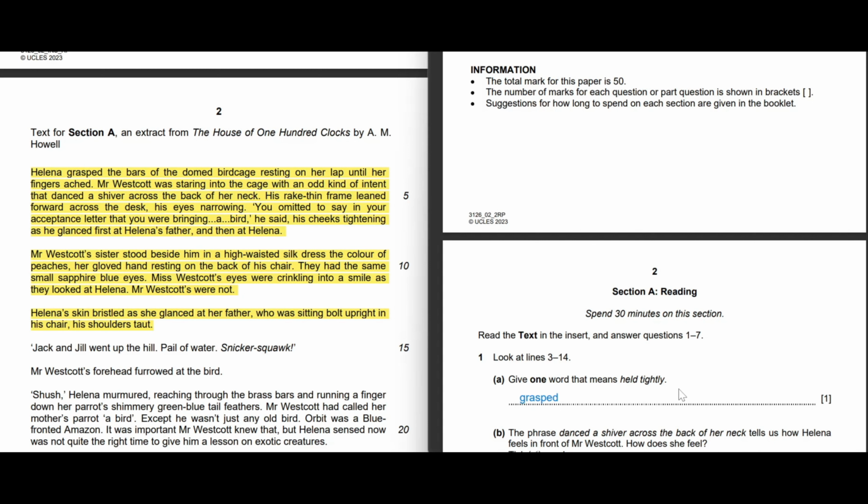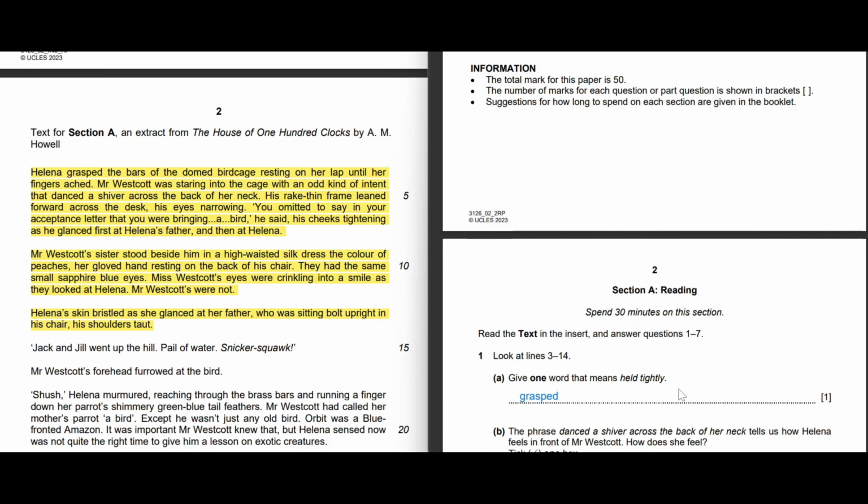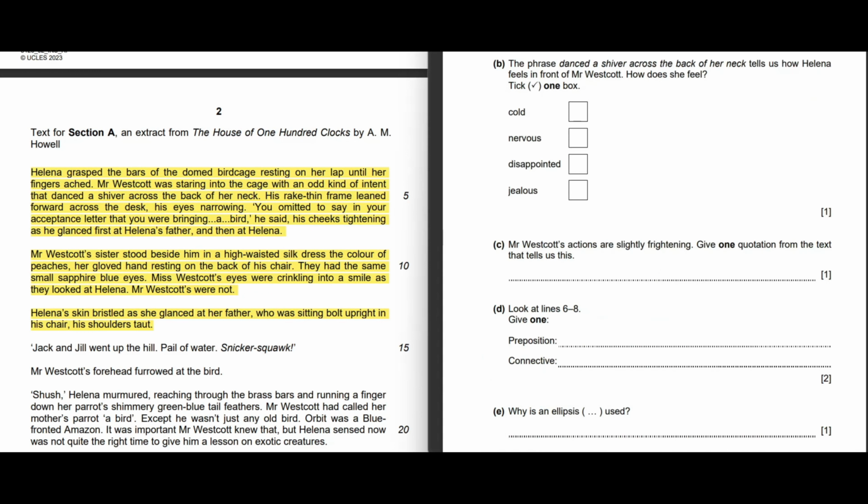Question 1B. Question 1B says the phrase "danced a shiver across the back of her neck" tells us how Helena feels in front of Mr. Westcott. How does she feel? Is it cold, nervous, disappointed, or jealous? So 10 seconds from now, find the answer from here, guys.